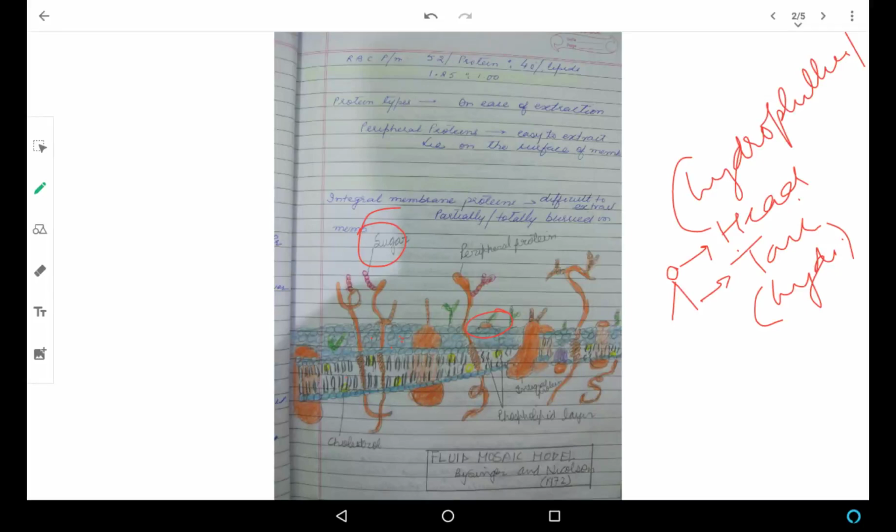These are the cholesterol molecules which are present inside the plasma membrane, and they are the membrane stabilizers. Now there are some membrane labilizers also which confer fluidity to the membrane, whereas cholesterol molecules confer rigidity to the molecules.